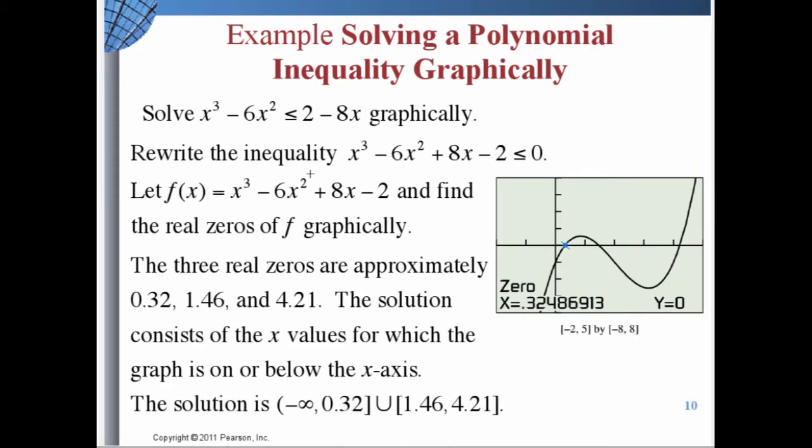Okay, so the first thing we would want to do is rewrite our inequality with all the terms on one side. This is a situation where we're trying to figure out where our function is less than or equal to 0. So where is it negative? All right. So we're going to say let f of x equal that function, x cubed minus 6x squared plus 8x minus 2, and find the real zeros of f graphically.